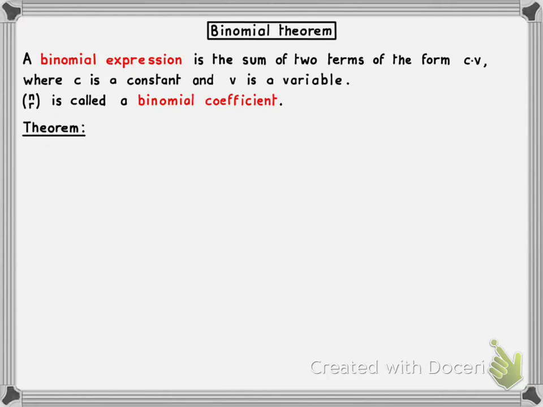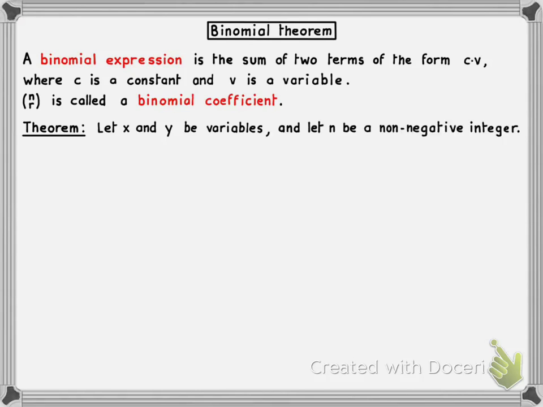So here is the binomial theorem. Let x and y be variables, and let n be a non-negative integer. Then we're going to consider the binomial expression x plus y, raised to the power n, and the binomial theorem gives us a closed form formula for (x + y)^n. And here it is. It's the sum for j equals 0 to n of n choose j times x to the power n minus j times y to the power j.